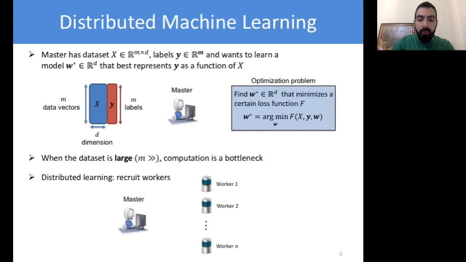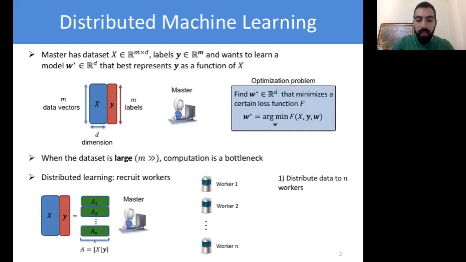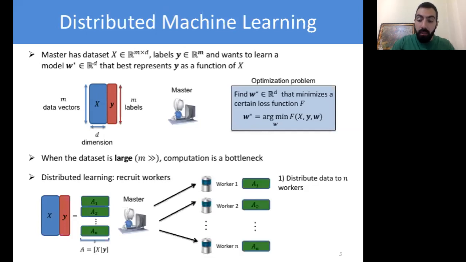What the master can do is recruit workers and distribute the data to these workers. Here, the matrix A represents the concatenation of X and the labels Y. The data partitioning is done horizontally, so each worker receives a certain number of data vectors, meaning a certain number of rows in the matrix A. The workers can now compute on their local data and push their computations back to the master.